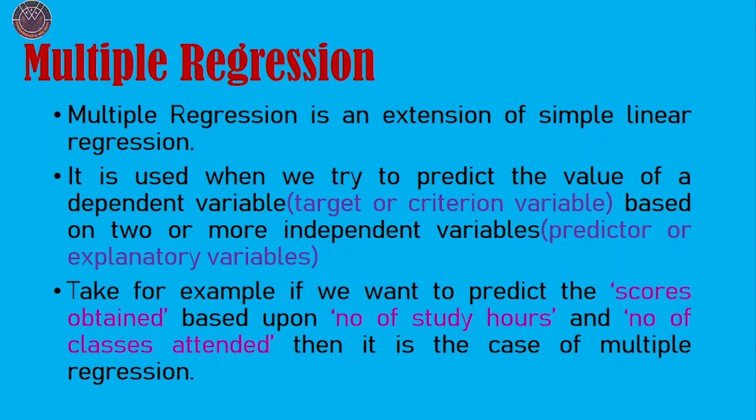Let us take one example. If we want to predict the scores of students based upon the number of study hours and the number of classes attended, then it is the case of multiple regression, because we have two independent variables, two predictor variables: hours of study and number of classes attended. Based on these two independent variables, we are trying to predict the scores obtained by the student, or construct a regression equation using these two independent variables so that we can estimate the test scores. So this is an example of multiple regression.